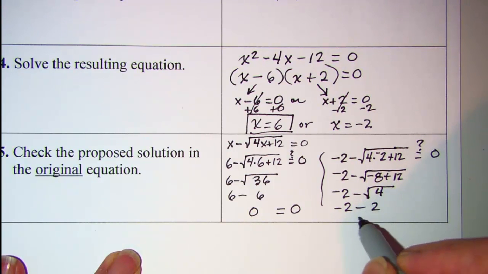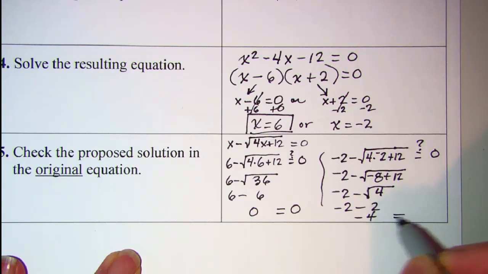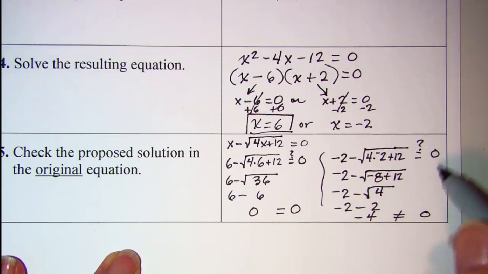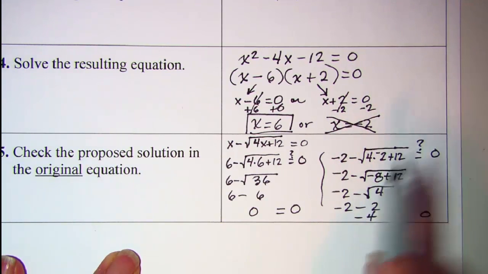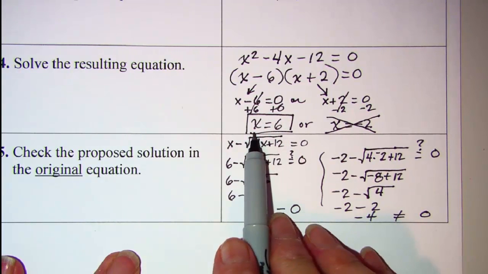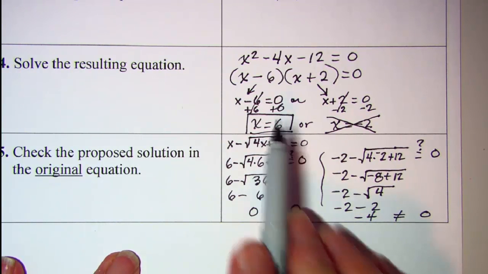Now this is equal to negative 4, and that is not equal to 0 on the right side here. So x equals negative 2 is not one of my solutions. X equals 6 is the only solution that I can give.